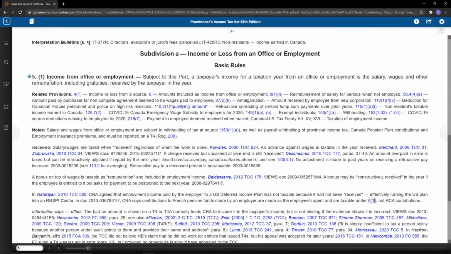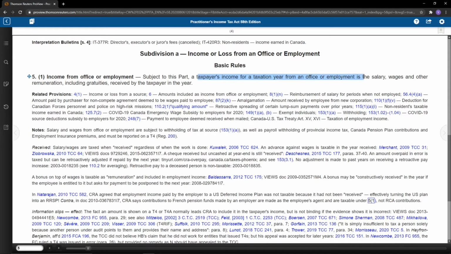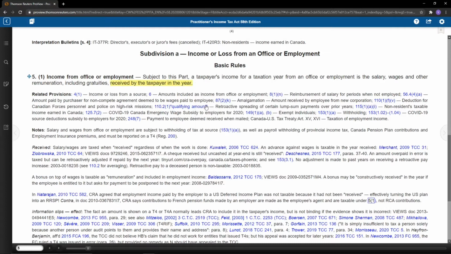Section 5, subsection 1, income from office or employment. So a taxpayer's income for a taxation year from an office or employment is the salary, wages, and other remuneration, including gratuities, received by the taxpayer in the year. The key word here being received. What we mean there is if it's received, the taxpayer has to include it into income. This implies a cash basis of accounting.